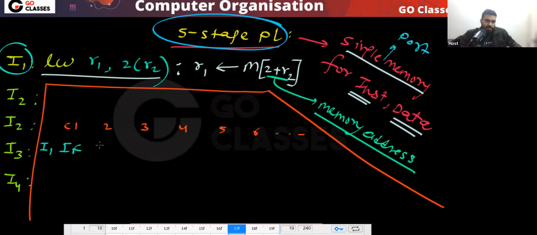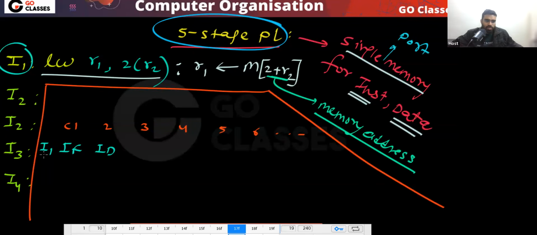You are fetching it, then you are decoding it. In the decode stage you will also read the register. Tell me, in this load instruction, which register are we reading? R2. Okay, we will read R2 because that is the register we need.